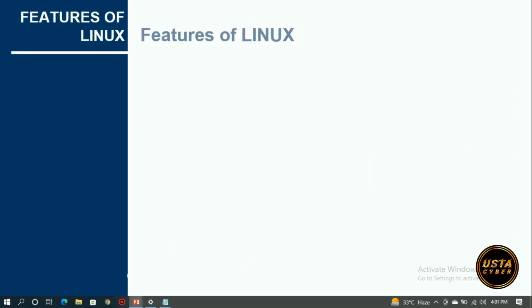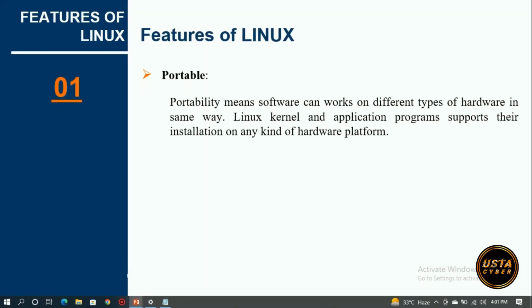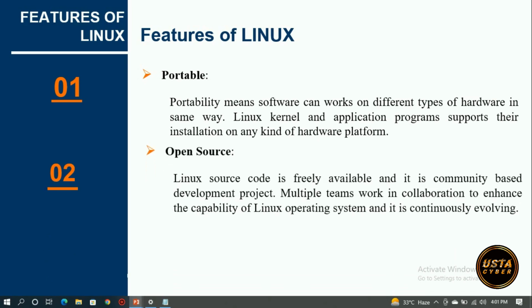Now let's talk about some features, why we use Linux. Number 1. Linux is portable. Portability means software can work on different types of hardware in the same way. The Linux kernel and application programs support installation on any kind of hardware platform. Number 2. Linux is an open source operating system. That means the Linux source code is freely available, and it is a community-based development project. Multiple teams work in collaboration to enhance the capability of the Linux operating system, and it is continuously evolving.